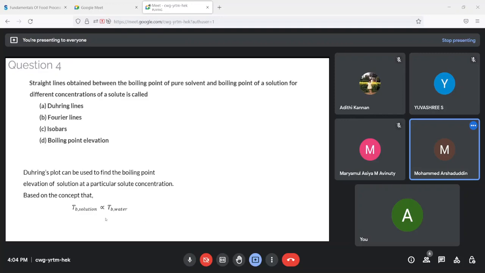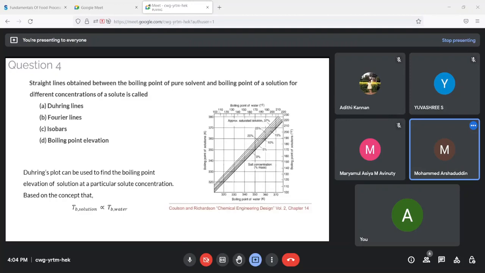So if you actually plot this relation, this is what a Duhring's plot looks like. So you will have boiling point of your solvent here and a boiling point of your solution here. And you will have multiple lines, each for a different concentration of the solute. And we have multiple graphs for each kind of solute. You have for NaOH, you have for NaCl. For different kinds of solute, you have different kinds of graphs. Each of them will tell you the relation between the boiling point of the solvent and the boiling point of the solution. So each of these lines are called Duhring's lines. So this particular graph is for NaCl.